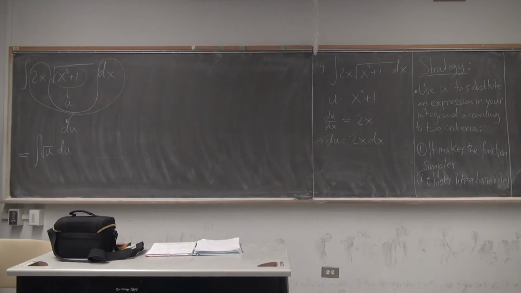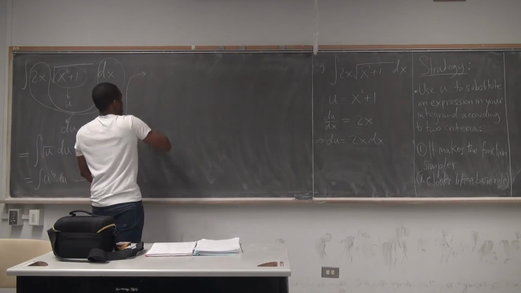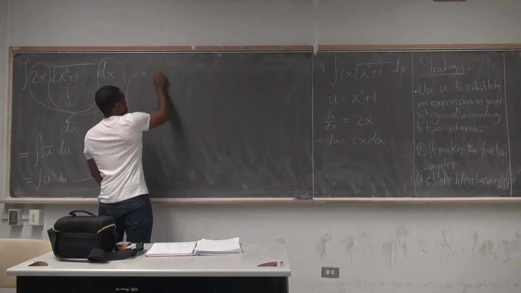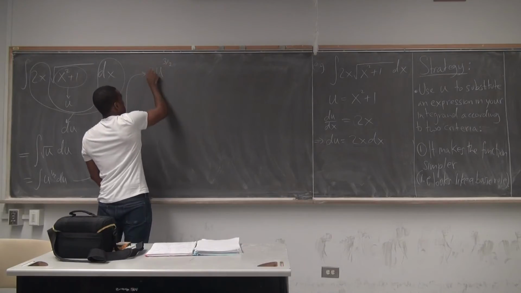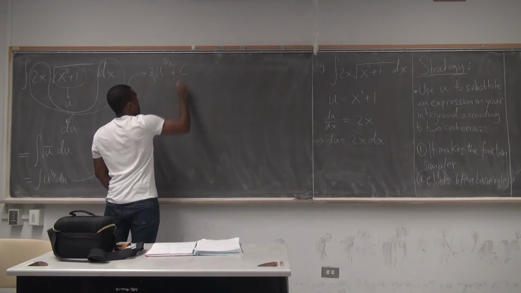Now I look at that, and what do you see? It's a basic rule, the power rule. This is just the integral of u to the 1/2 du. So now I just do the rule on that: u to the 3/2 times 2/3 plus c.